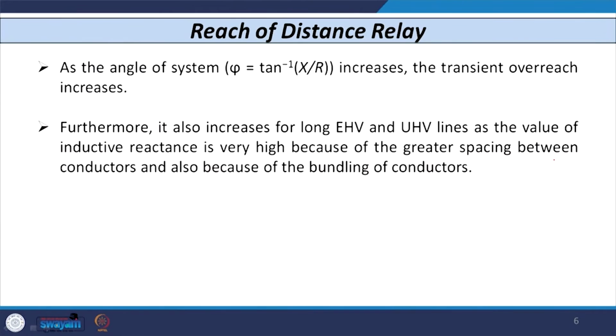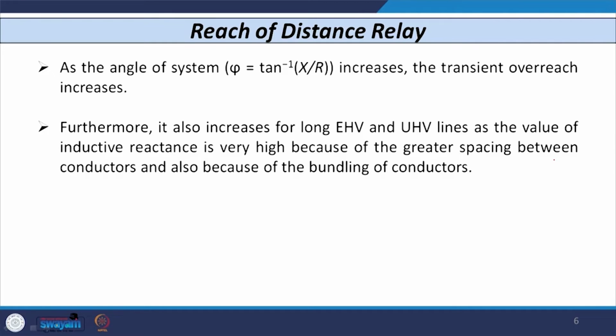It is also true that as the angle phi, which is tan inverse X by R, increases, the transient overreach also increases, and for our long UHV and EHV lines the inductive reactance is very high. Obviously the spacing between the conductors increases because of the utilization of bundle conductors, so the value of transient overreach also increases. Now, with this background, let us see the different types of distance relay characteristics available in the market. There are many types of characteristics available as far as distance relays are concerned.